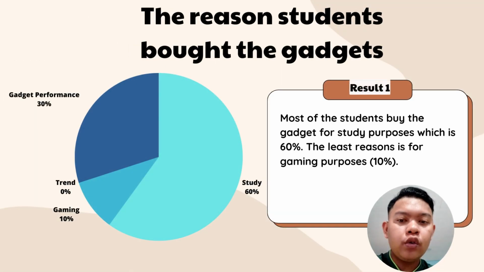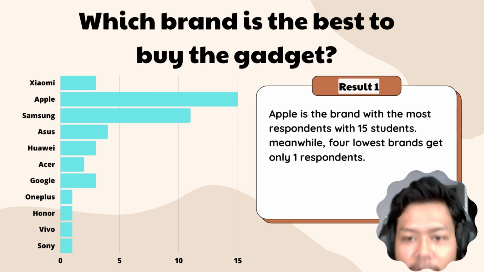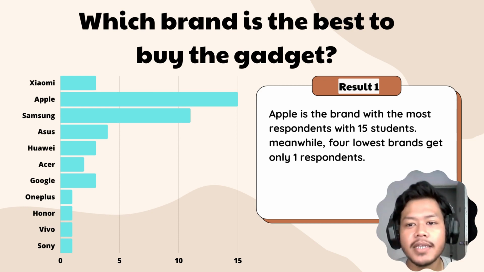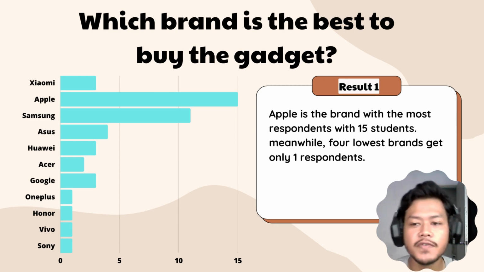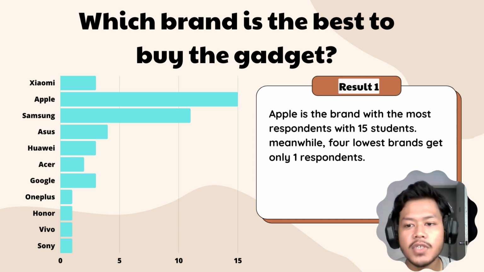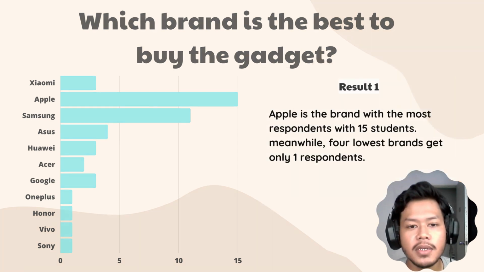Then we go to the reason students bought the gadget. Most of the students buy the gadget for study purposes, which is 60%. The least reason is gaming purposes at 10%. Okay, so which brand is the best to buy? Based on this graph, we can see Apple is the brand with the most respondents with 15 students. Meanwhile, the 4 lowest brands get only 1 respondent.